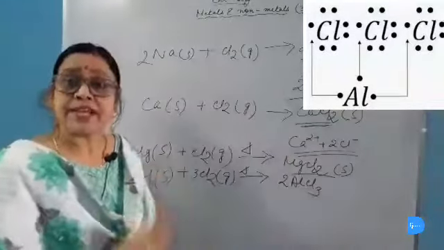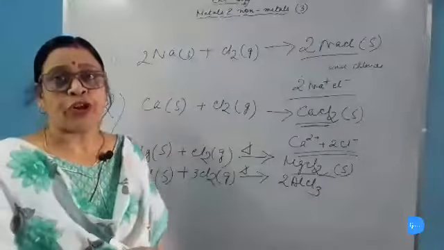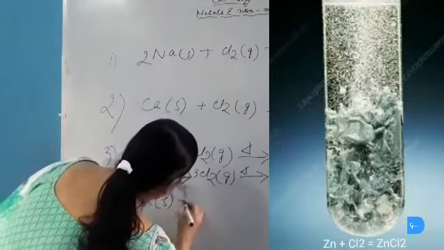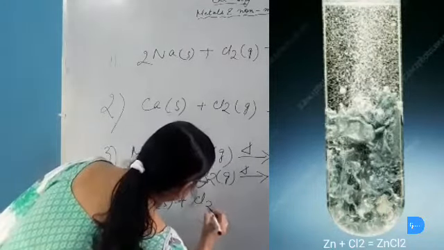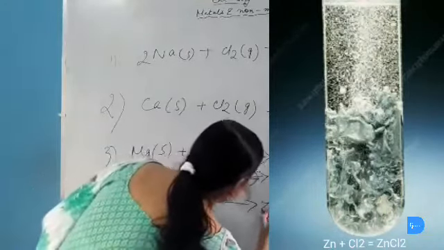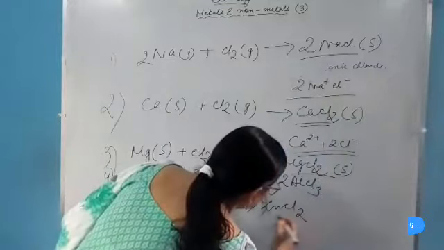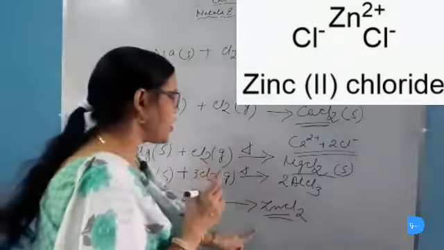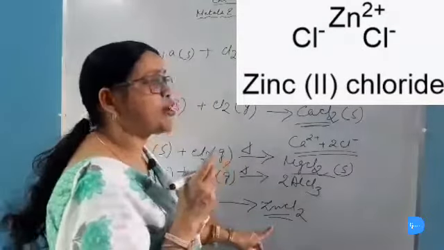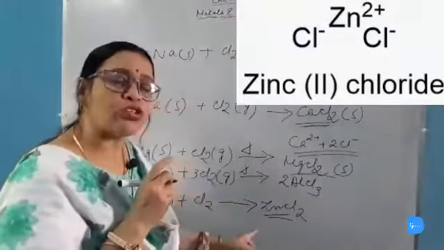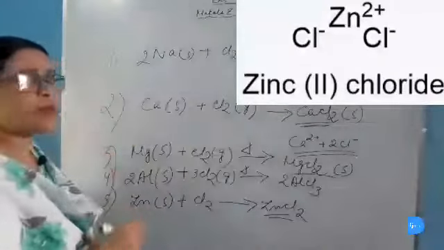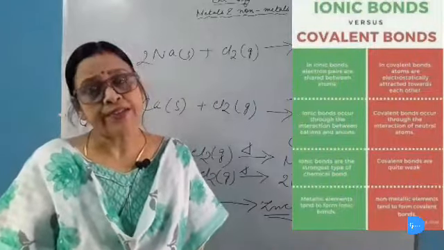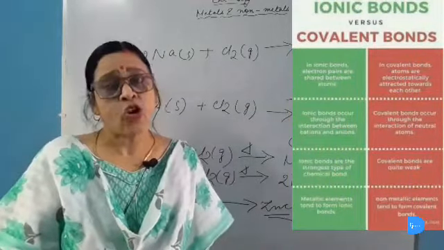Next element is zinc. Zinc also reacts with chlorine without heating. So we can see that zinc is reacting with chlorine and gives zinc chloride, and here no heat is required. Zinc chloride is also ionic chloride. It is solid in nature, it has high melting and boiling point, and it is non-volatile. It is also electrolyte. All the metallic chlorides have the same characteristic property, that is, they are electrolytes, they are solid in nature, they are non-volatile.